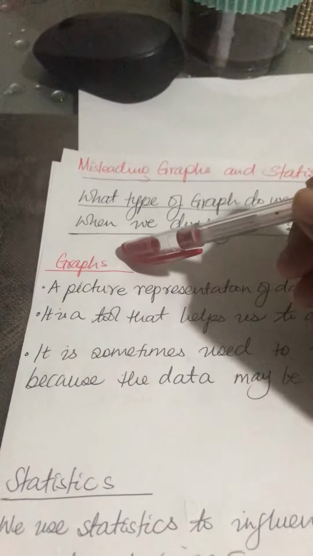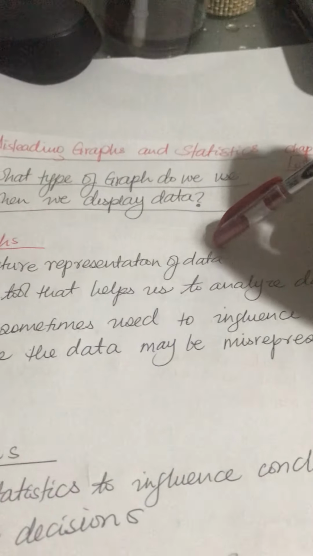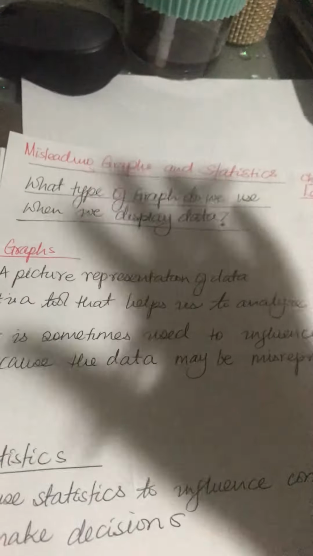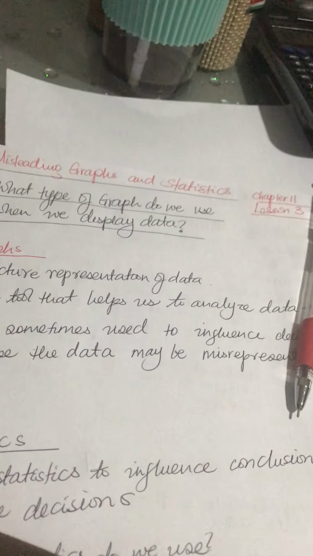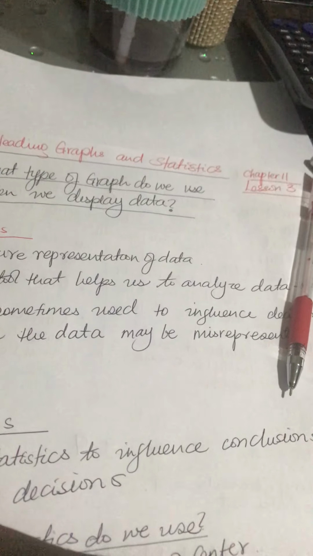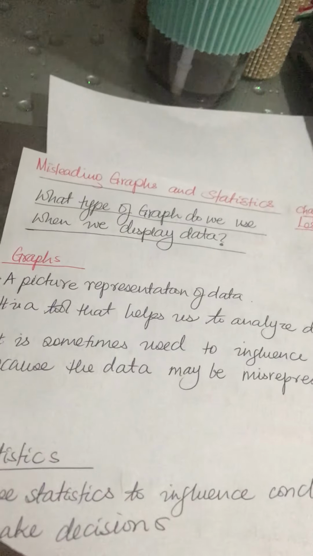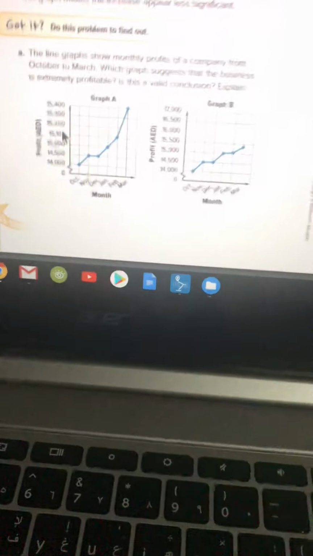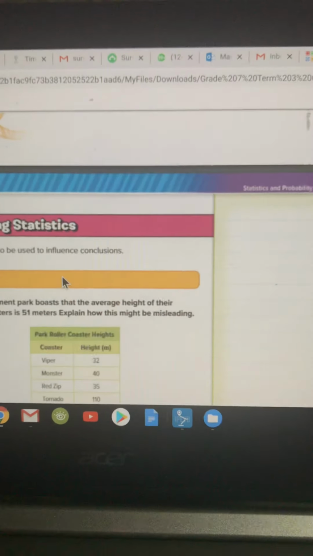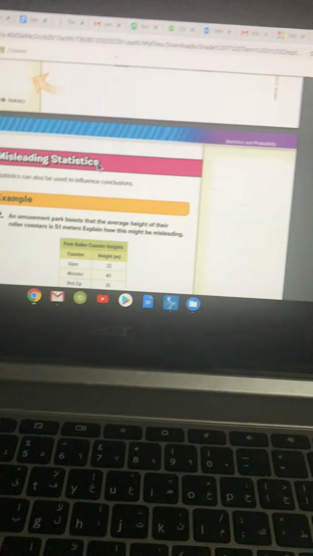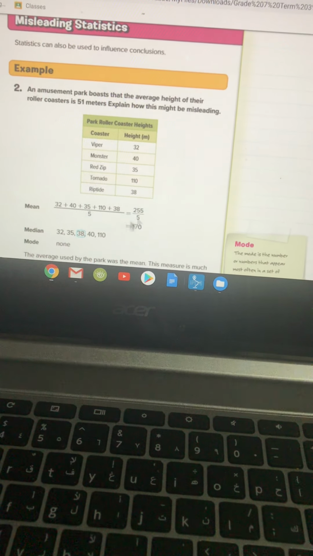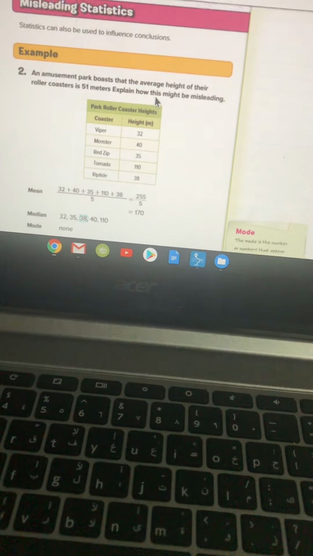Now, what is a graph? It is a picture representation of data. You have so many numbers, and you want to make it easier for you to read and easier for you to understand. So how do we represent data? We can use line graphs, we can use bar graphs, we can use tables. These are ways of arranging our information so you can analyze it quickly.